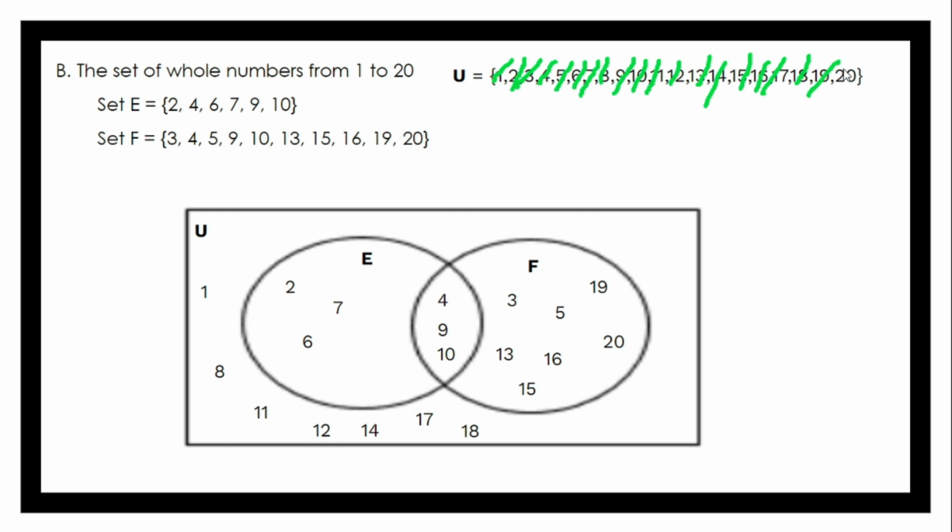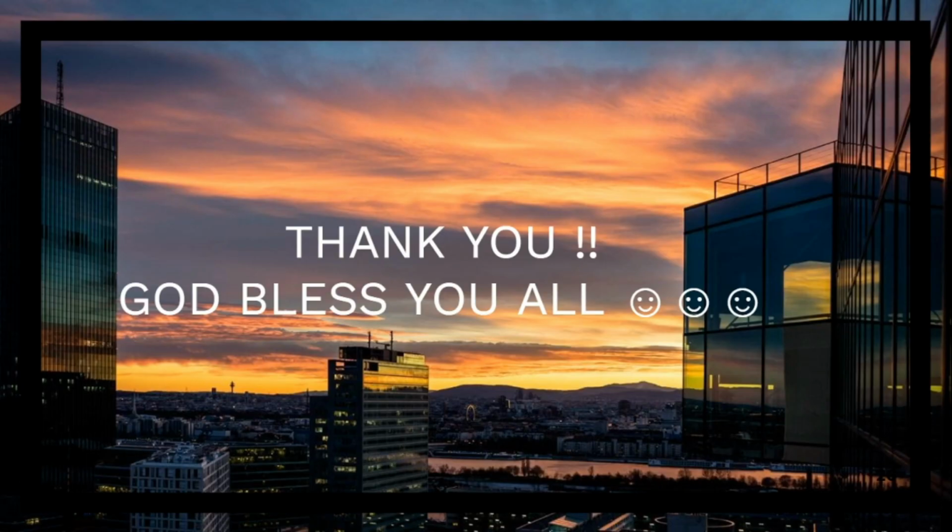So, therefore, this is our Venn diagram for this condition. Okay. So, you have set E, F, the intersection, universal set. Okay. E and F are subsets of the universal set. Okay. So, that is for this Venn diagram. So, that's all for Venn diagram.